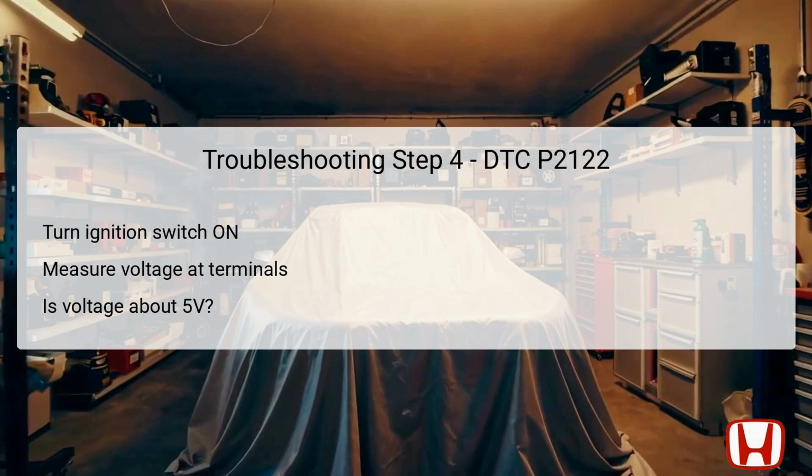This step is essential as it re-energizes the system, allowing for a measurement of voltage across the relevant terminals of the APP sensor's 6-pin connector. Specifically, the voltage between terminals number 2 and number 3 must be evaluated. If the voltage reading is approximately 5 volts, it indicates that the system is functioning as intended in this segment.